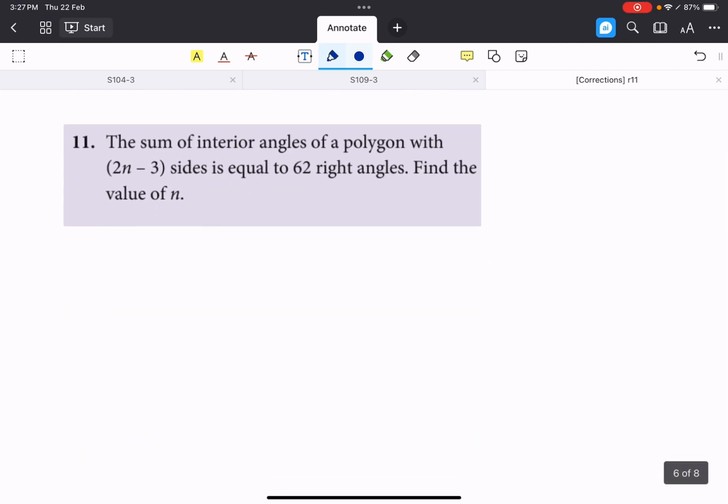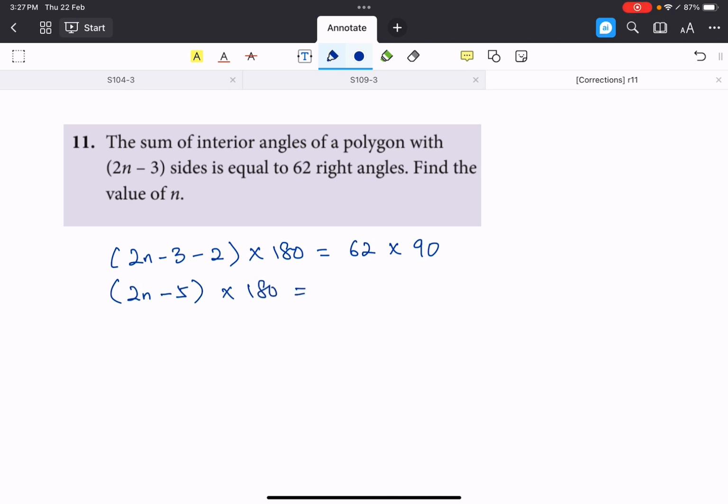Next one, this time around, they tell us that the sum of the interior angles of a polygon, how many sides we do not know, we only know it in terms of n, is 2n minus 3, is equal to 62 right angles. They ask us to find the value of n. Okay, so we know the formula for the total sum of the interior angles, which will be the number of sides, which is 2n minus 3, then minus 2 again, times 180. This is equal to 62 times 90, right? Because a right angle is actually 90 degrees. So from here, we have (2n minus 5) times 180 equals 62 times 90.